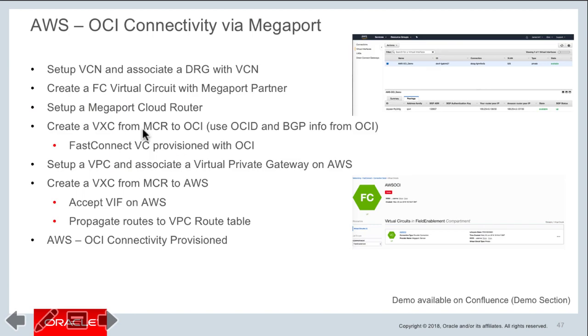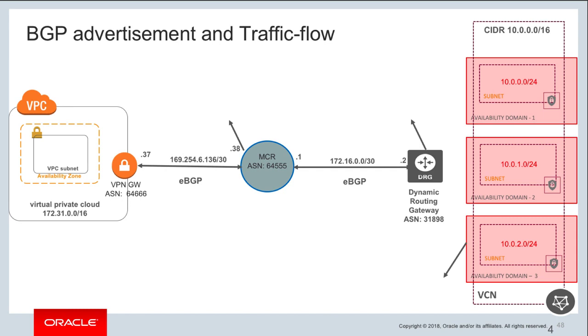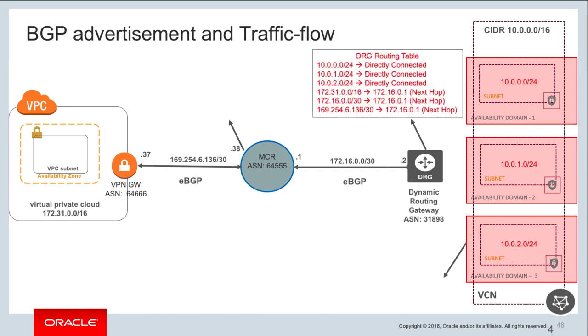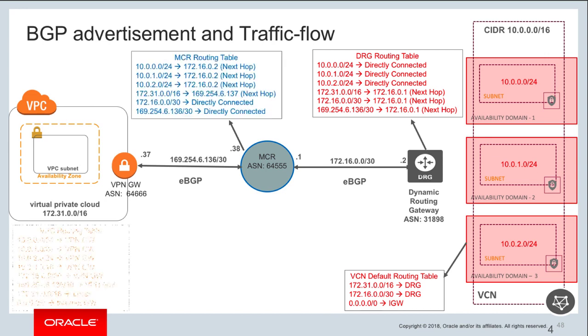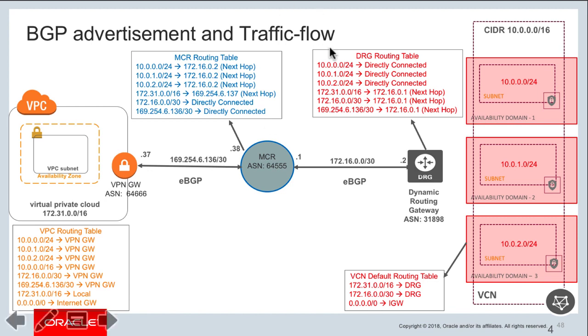I would not go into a lot of details here, but there is a demo available that walks you through how you set up this connection. It also talks in detail about the different settings and what the routing tables look like at each end. Just to give you a quick high level overview, within the VCN routing table, we will just point to the private VPC CIDR. So you have a VPC CIDR of 172.31. You point that CIDR to the dynamic routing gateway, which forwards the traffic.